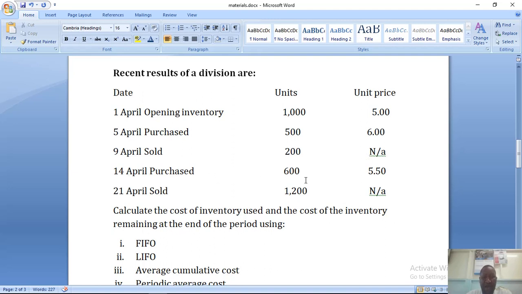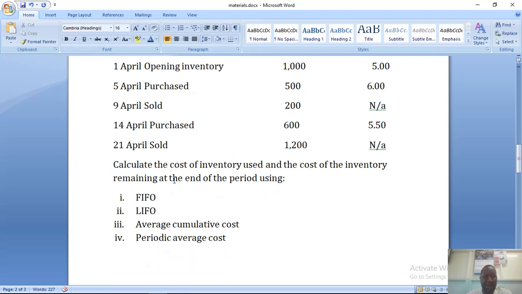On the 14th of April, there was a purchase of 600 units at the price of 5.5. On the 21st, there was a sale or issue of 1,200 units. We need to calculate the cost of issue. So the question is, calculate the cost of inventory used and the cost of the inventory remaining at the end of the period using each of these inventory valuation methods or pricing methods. So we are calculating two things here. The first one is the cost of inventory used. The second one is the closing inventory.